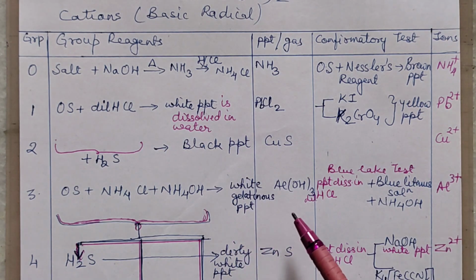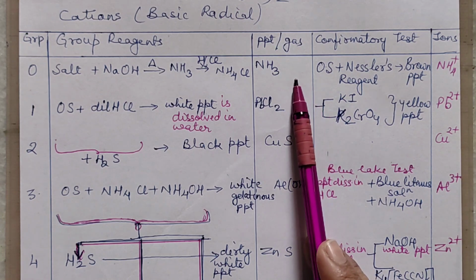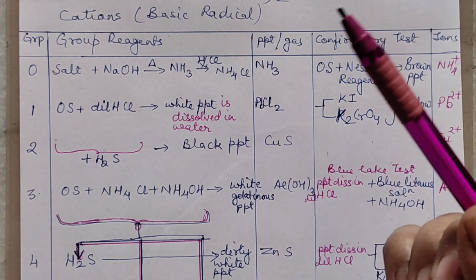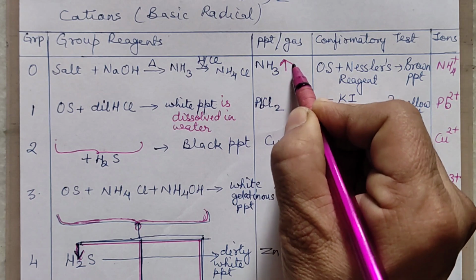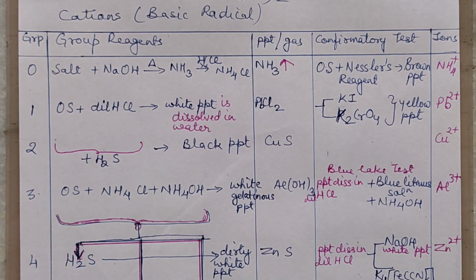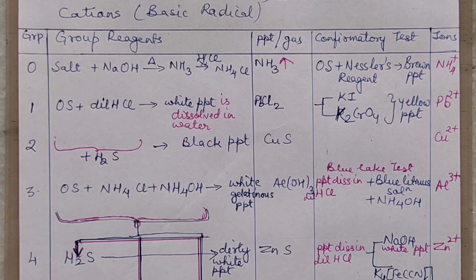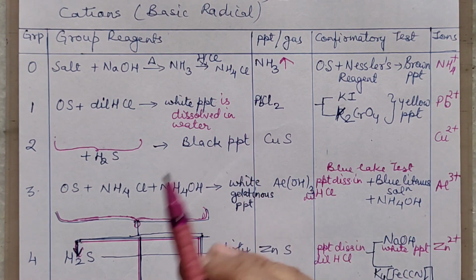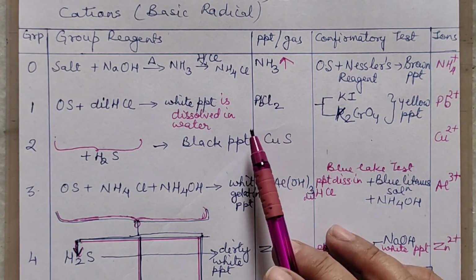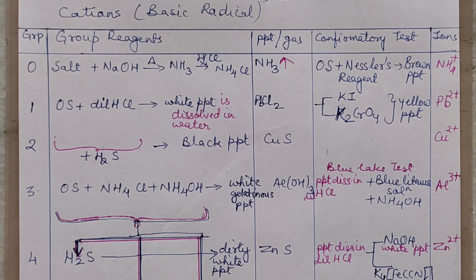These are the group reagents for each group. The precipitate or the gas, what is evolved? This is a gas. And the confirmatory test and what are the ions. Okay. So what you do in this is, after you have tested the anions, you have to check for what cation is present. And the cations are placed in 7 groups.